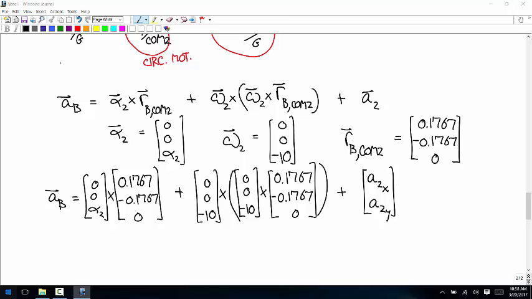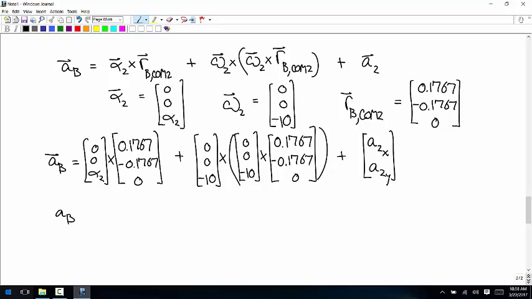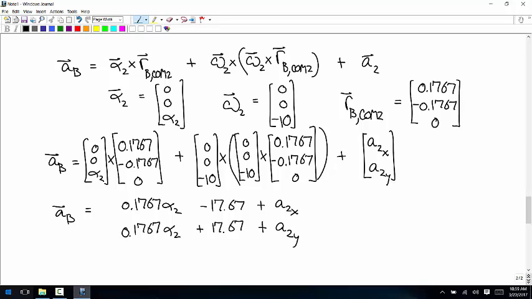And so for this one, you get that AB is equal to 0.1767 alpha 2 minus 17.67 plus A2x, and the y component is 0.1767 alpha 2 plus 17.67 plus A2y.